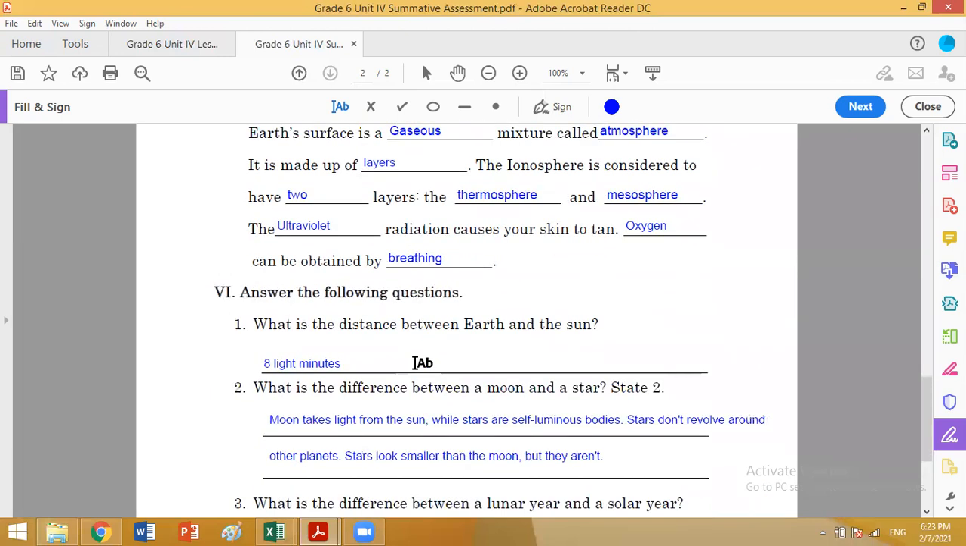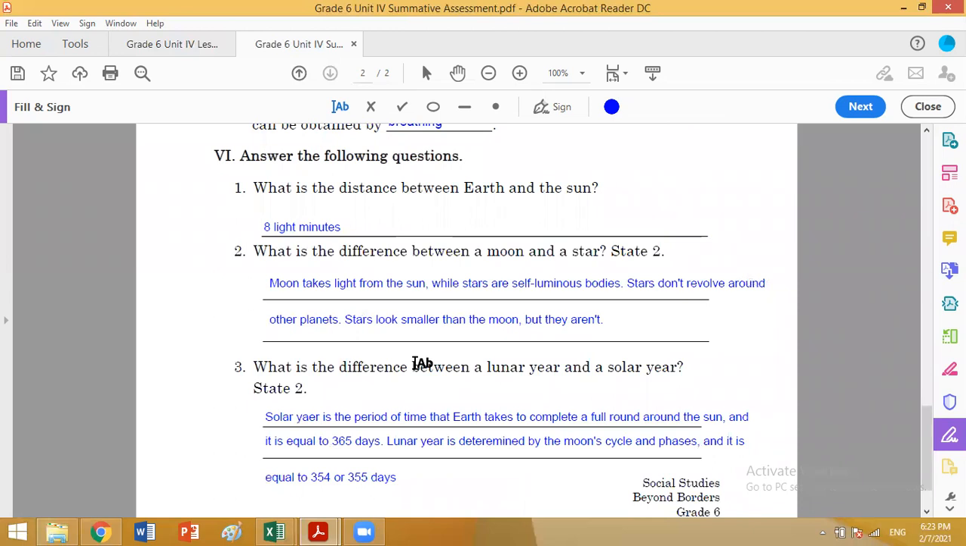Exercise 5. Answer the following questions. What is the distance between Earth and the Sun? 8 light minutes. Question number 2. What is the difference between a moon and a star? State 2. The moon takes light from the Sun, while stars are self-luminous bodies. Stars don't revolve around other planets. Stars look smaller than the moon, but they aren't.